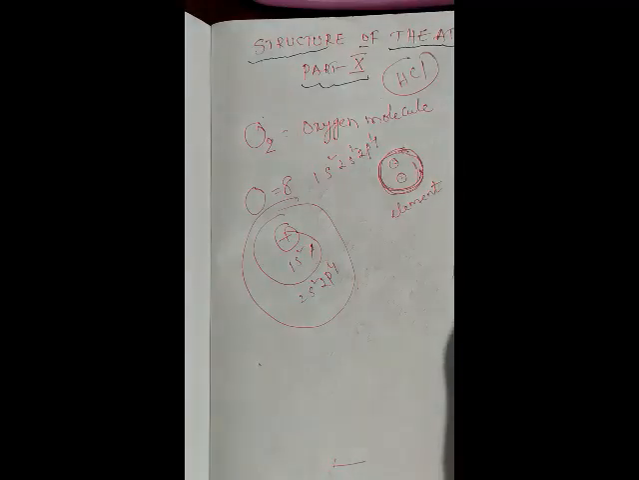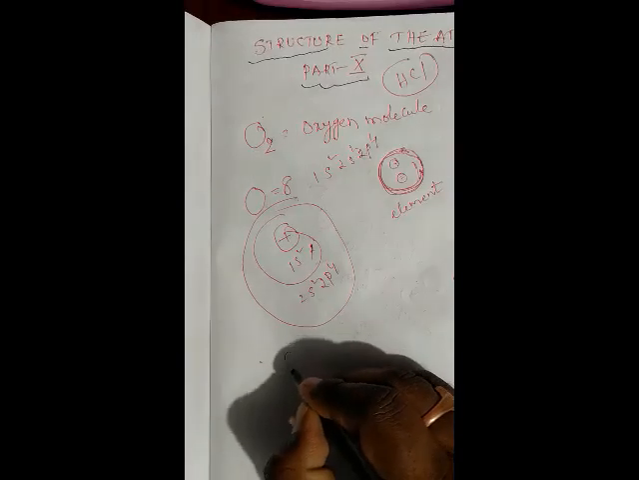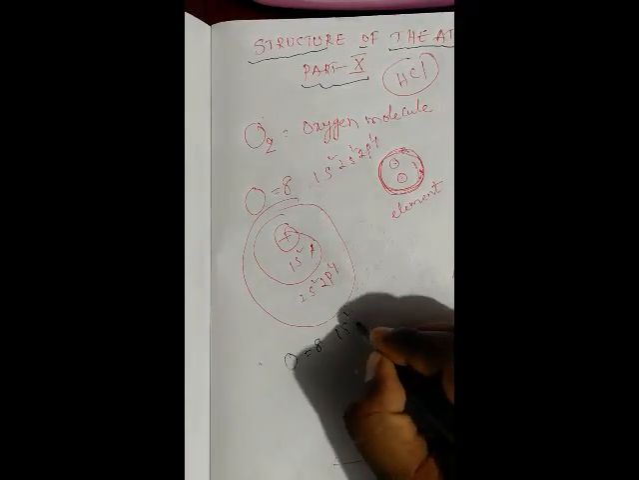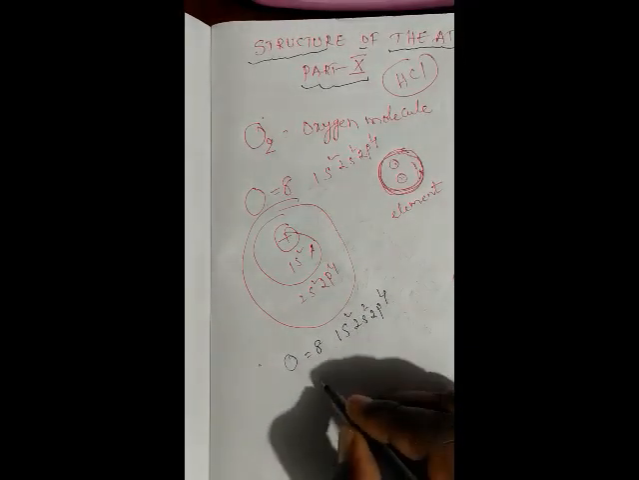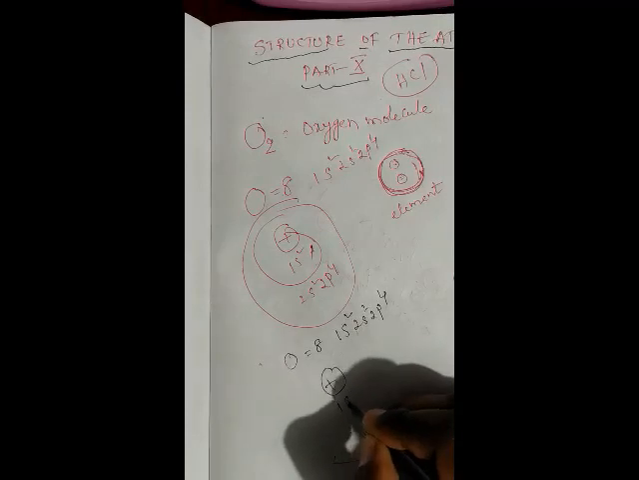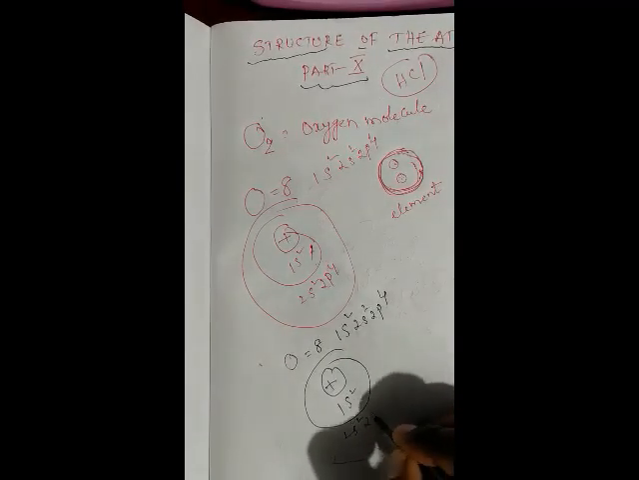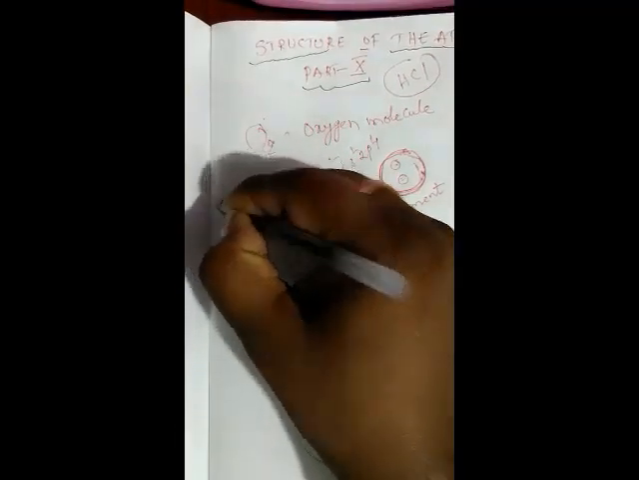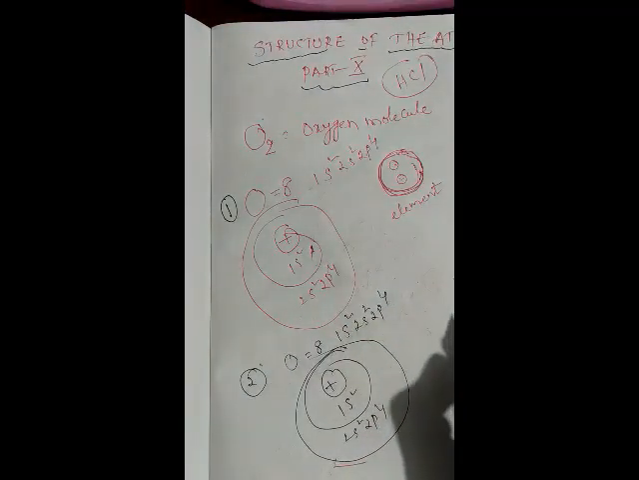Okay, next another oxygen atom. Another oxygen atom, atomic number is 8. Electronic configuration 1s2, 2s2, 2p4. Same orbital diagram, 1s2, next 2s2, 2p4. Okay, here this is the first oxygen atom and this one is the second oxygen atom.